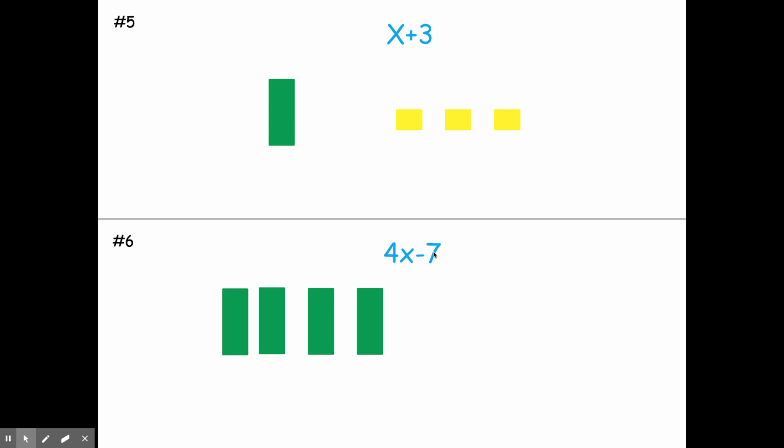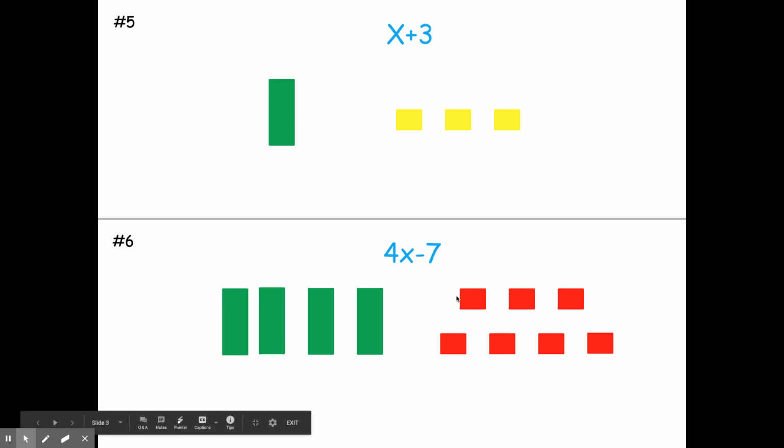And then after that, I've got this minus 7. So I need 7 tiles. They can either be yellow or red. Well, this minus sign tells me that it's negative. A minus and a negative sign are the same thing. They look the same, therefore they're the same. So I'm going to use 7 red tiles. 4x minus 7. 1, 2, 3, 4x. 1, 2, 3, 4, 5, 6, 7, minus 7.